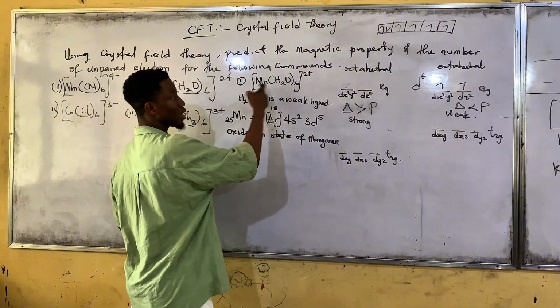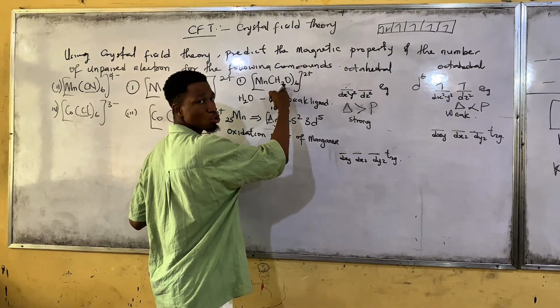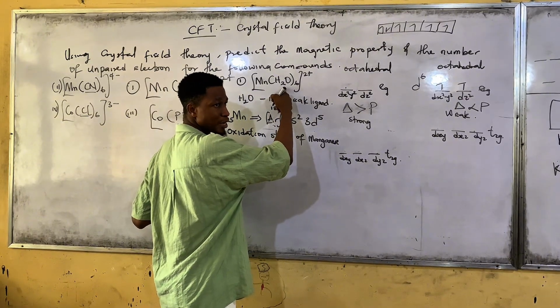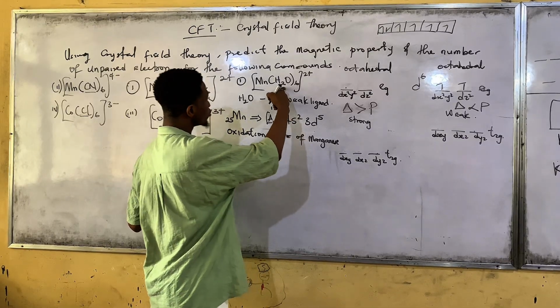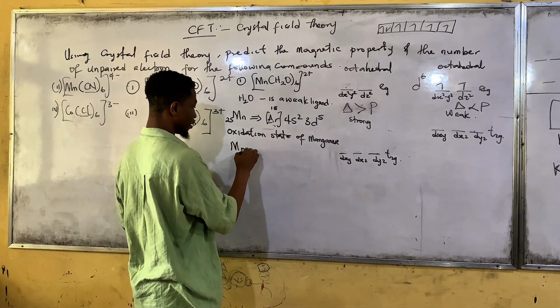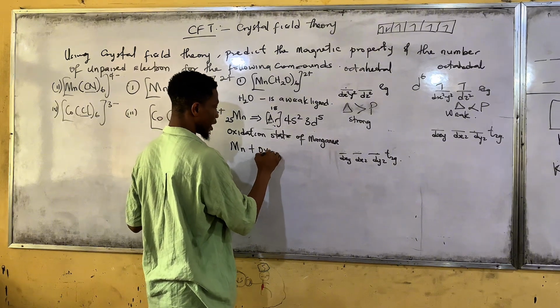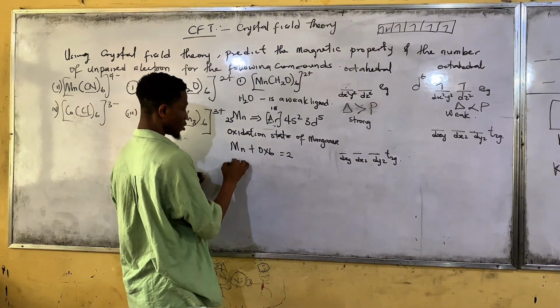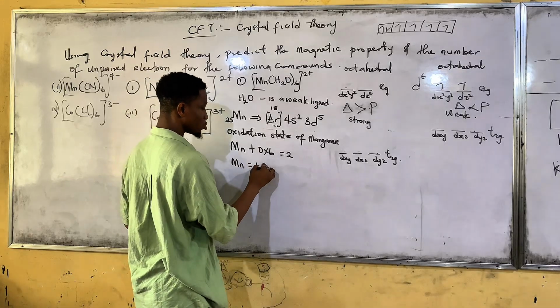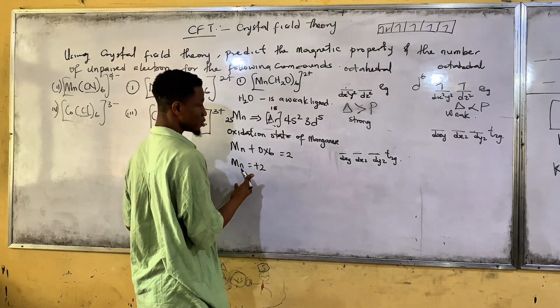It's usually very easy to calculate, considering that H2O here is a neutral ligand. H2O is a neutral ligand, meaning that H2O does not have a charge. So Mn plus 0 times 6 equals what is outside here, 2. So Mn equals plus 2.